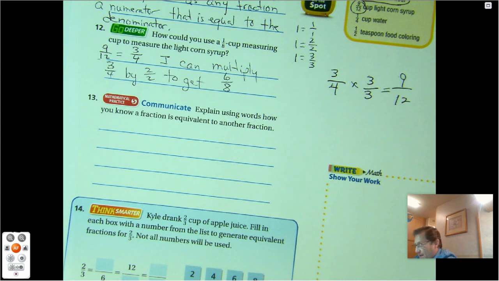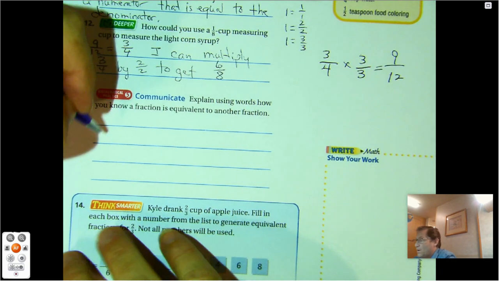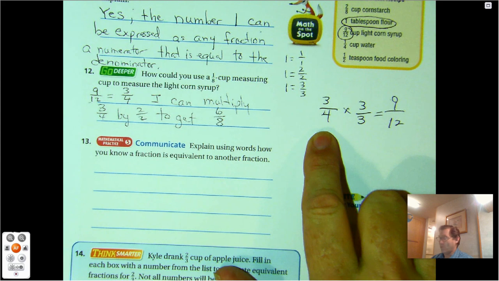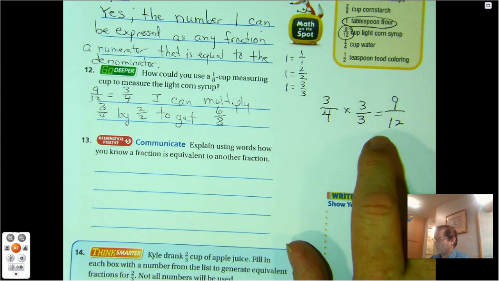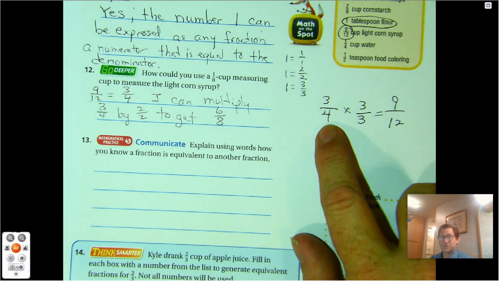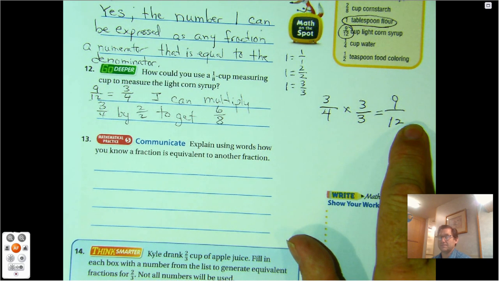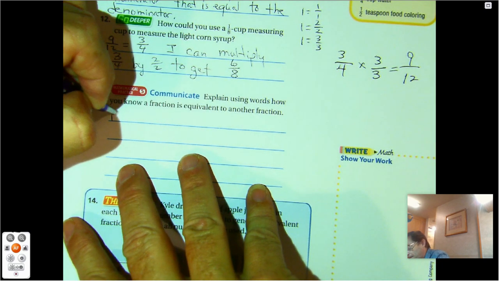Explain using words how you know a fraction is equivalent to another fraction. Well, if you multiply the numerator and denominator of the first fraction by the same number and the products are the numerator and denominator of the second fraction, then the fractions are equivalent. So, like in this case here, 3/4 is equal to 9/12 because I multiplied the numerator and denominator of the first fraction and it gave me the numerator and denominator of the second fraction.